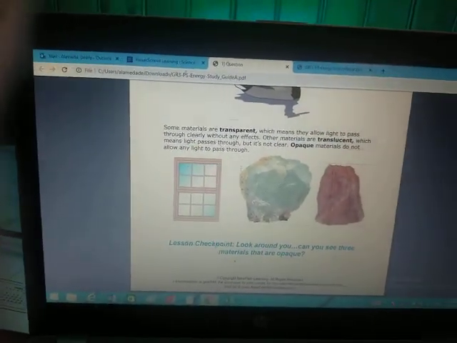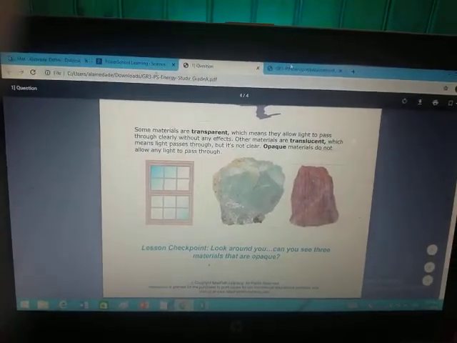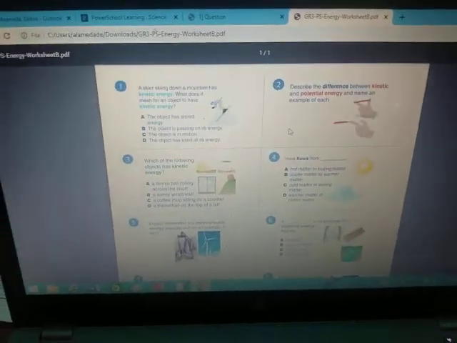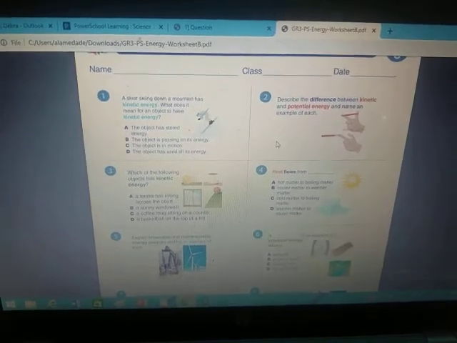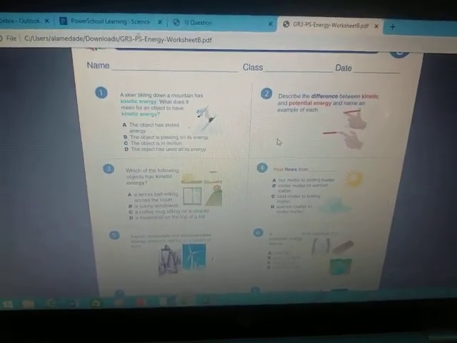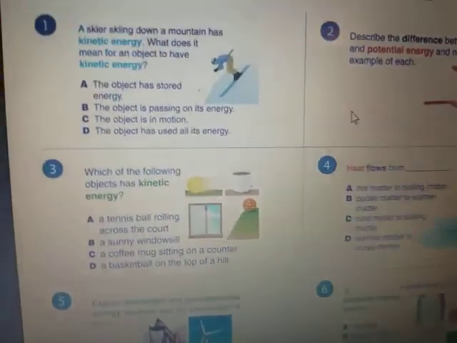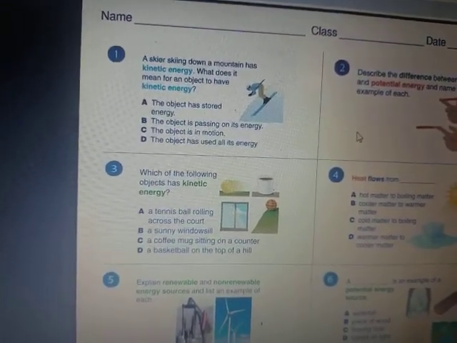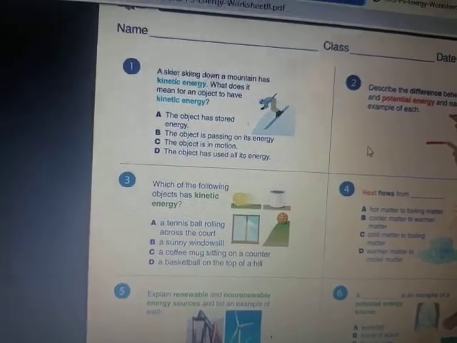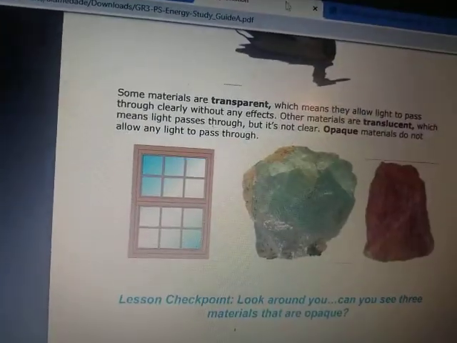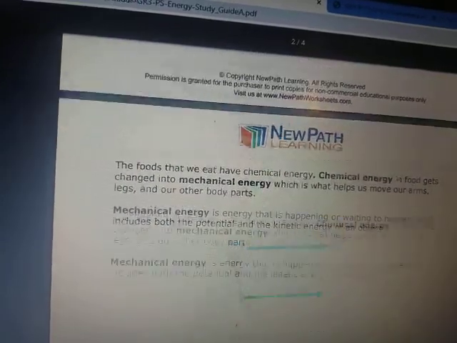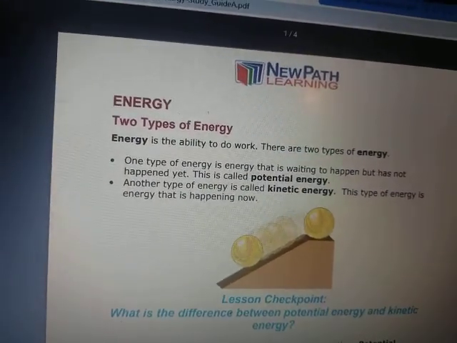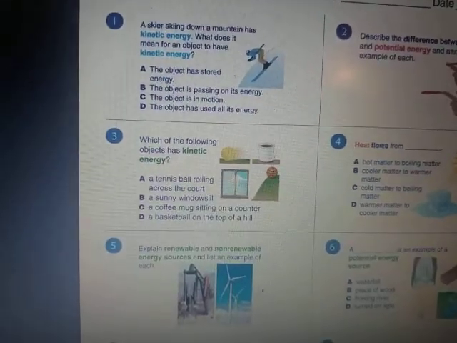Now, again, all the discussion questions that I just said you can use in the video, answer in the video. But for this, all you're going to do is circle the right answers, or I think number 2, all you have to do is write a quick sentence. So number 1 says, a skier skiing down a mountain has kinetic energy. What does it mean for an object to have kinetic energy? If you don't remember what kinetic energy means, go back to the story and it tells you what kinetic energy means, and then you can circle the right answer.